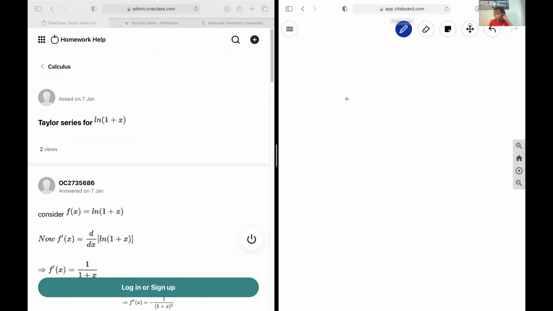Okay, next up we're looking for the Taylor series for the ln of 1 plus x. So in order to find it, we need to remember the Taylor series formula, which is just the summation from n is equal to 0 to infinity of the function. You take the derivative to n, evaluated at a, over n factorial multiplied by x minus a to the power of n.